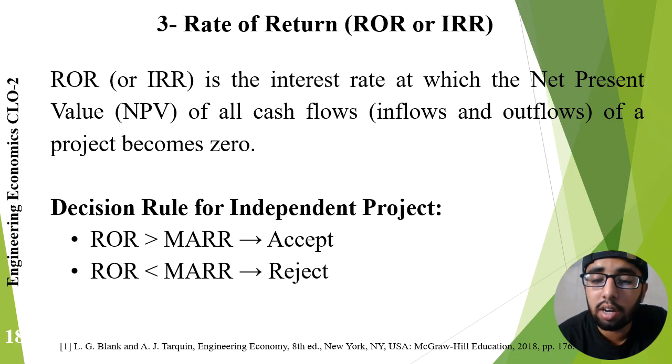The decision rule is straightforward. If the IRR is greater than MARR, the minimum acceptable rate of return, the project is accepted. If IRR is lower than MARR, the project is rejected. Project managers often use IRR because it expresses project performance as a percentage, making it easy to understand and communicate.